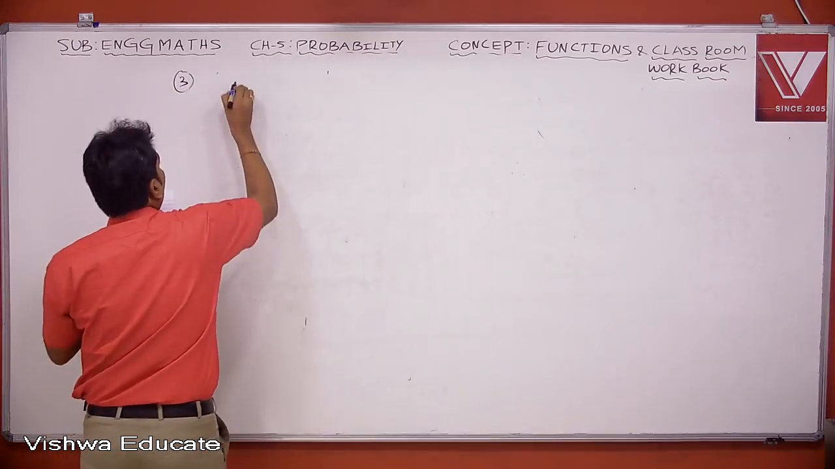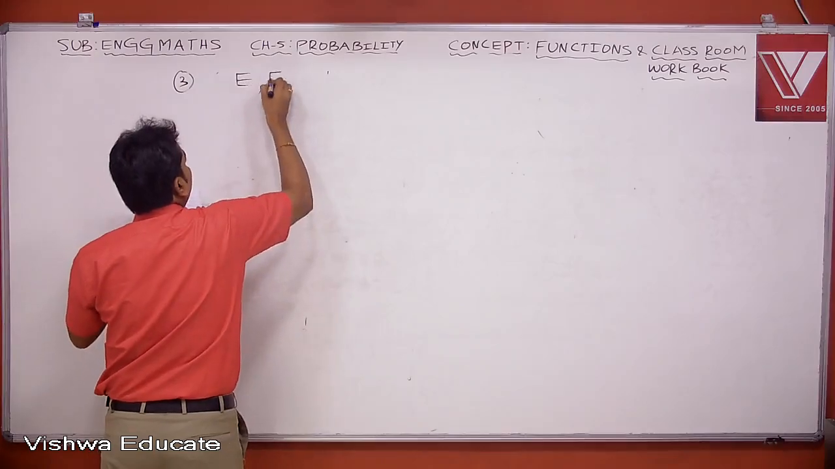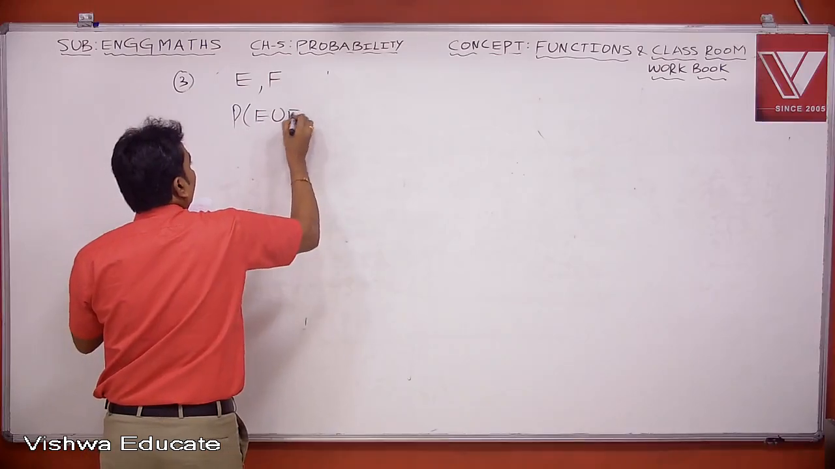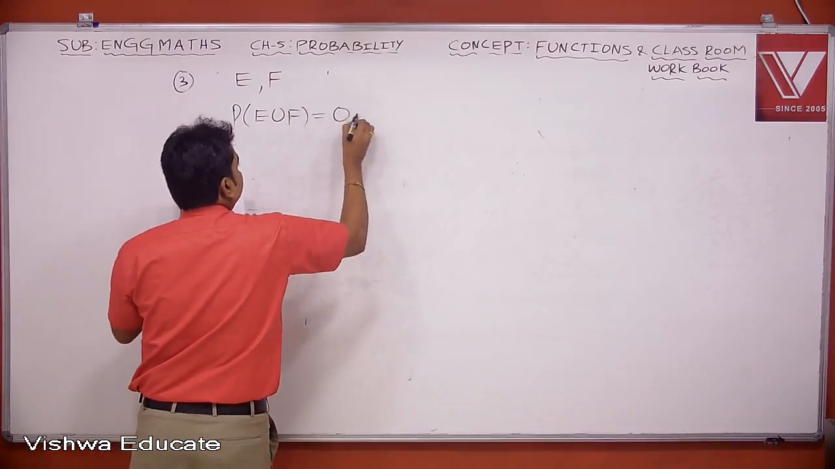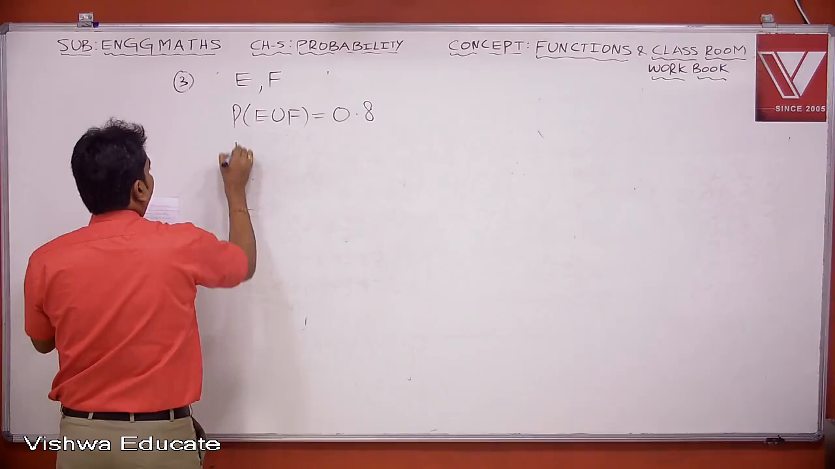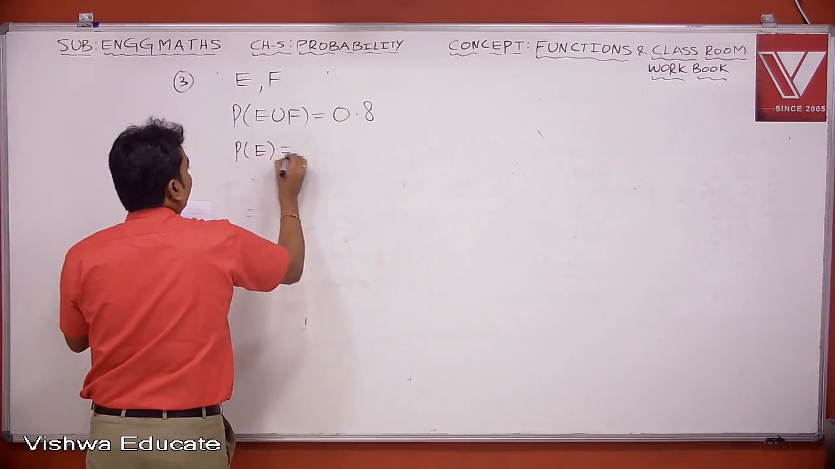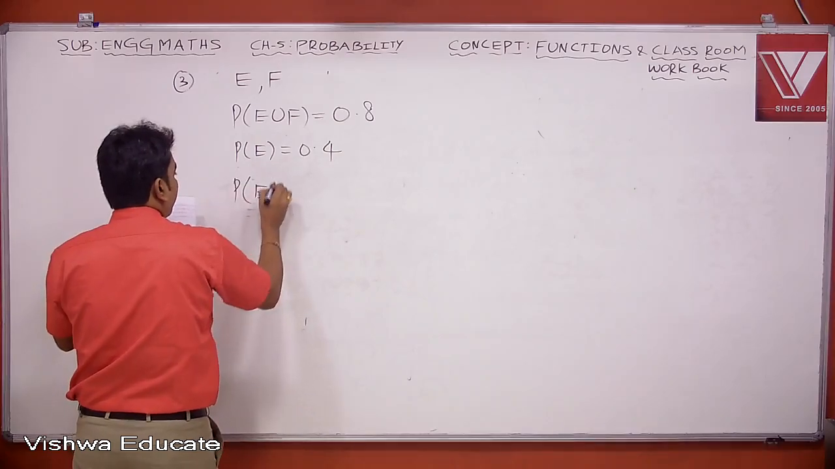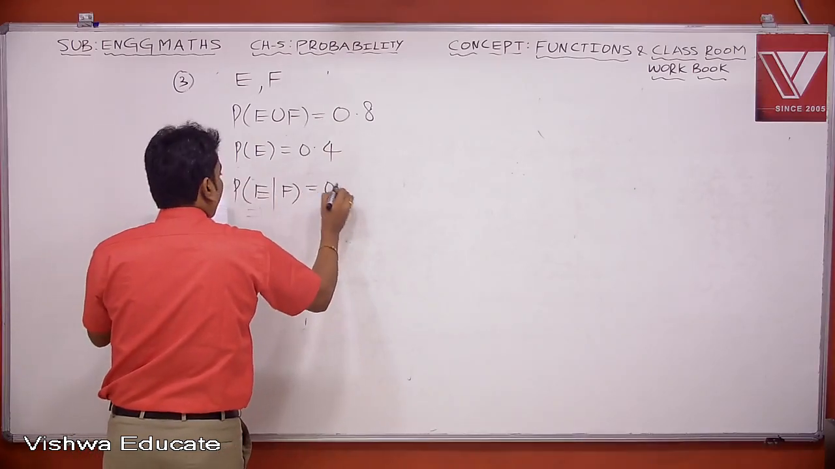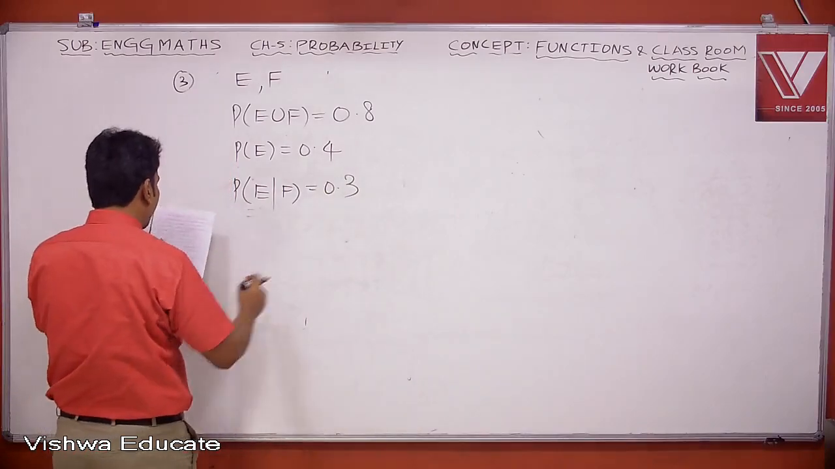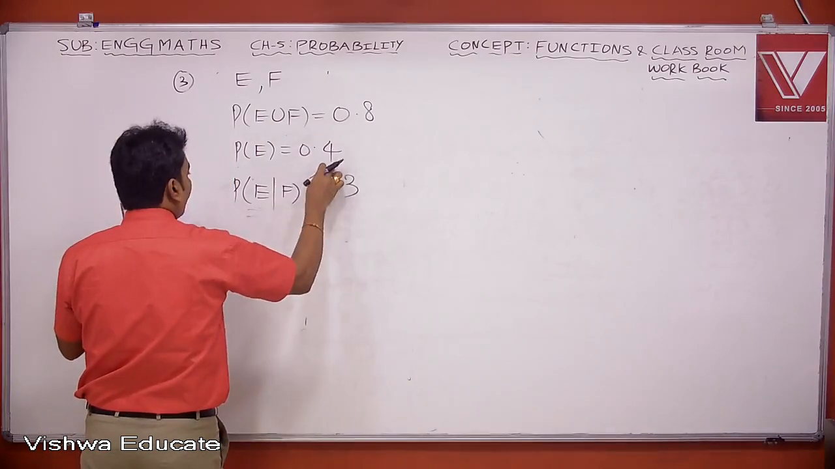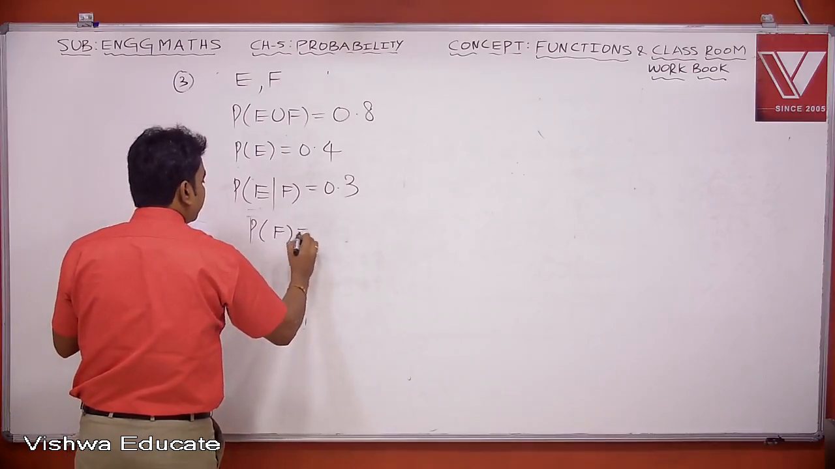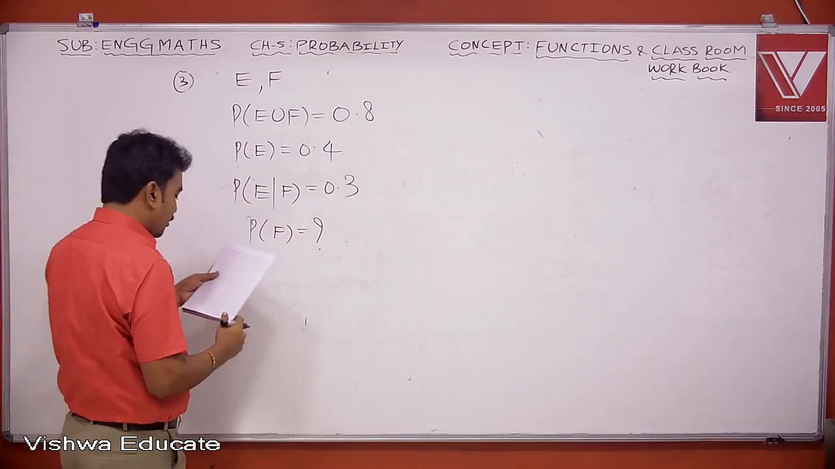Let E, F be any two events with P of E union F equal to 0.8, P of E equal to 0.4, P of E slash F equal to 0.3. Then what is P of F? So here options are given.